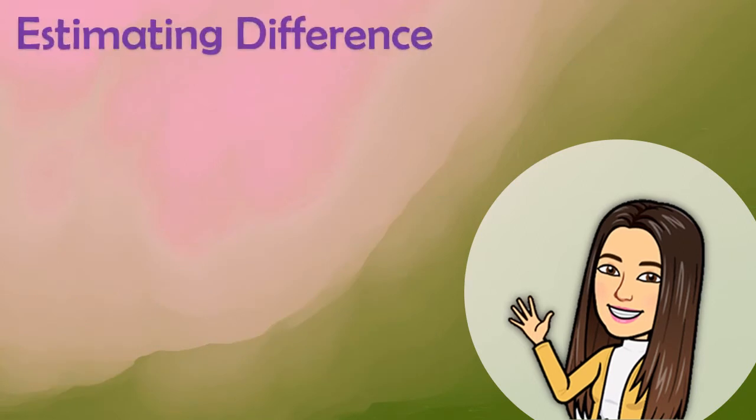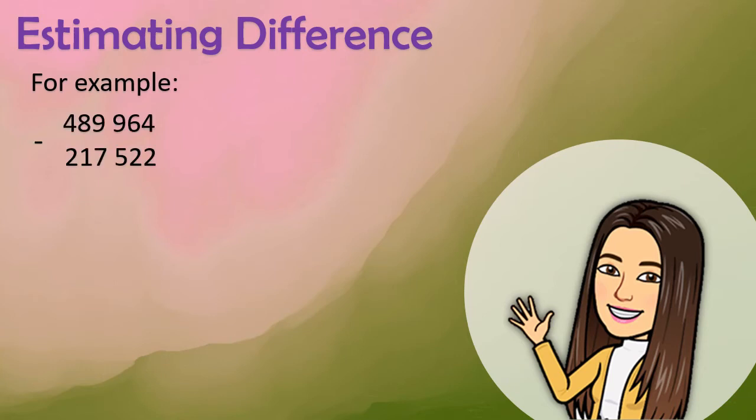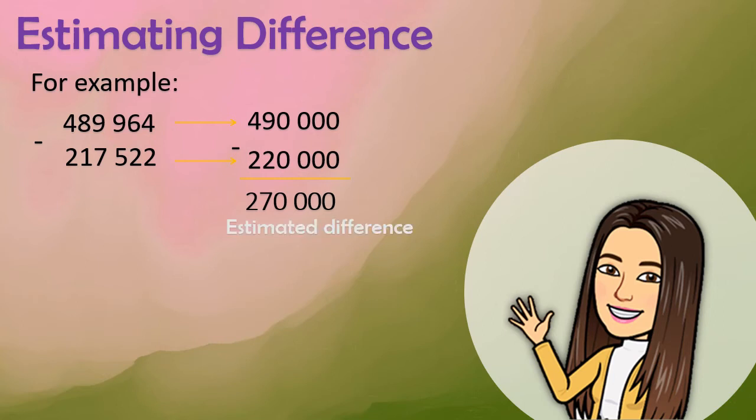Now let us go to estimating difference. For example, 489,964 minus 217,522. 489,964 becomes 490,000. 217,522 becomes 220,000. Then subtract, we have 270,000. And this is the estimated difference.